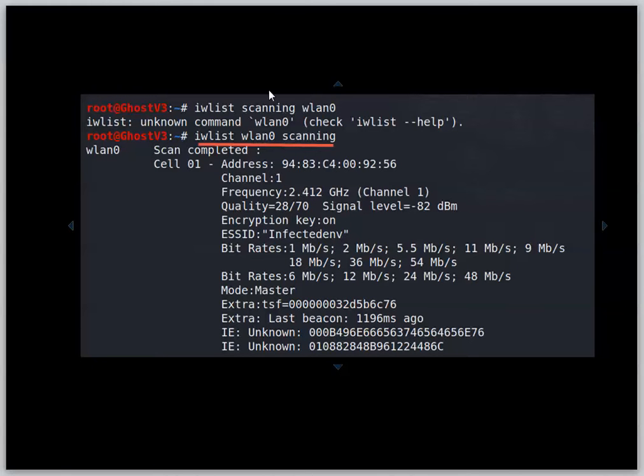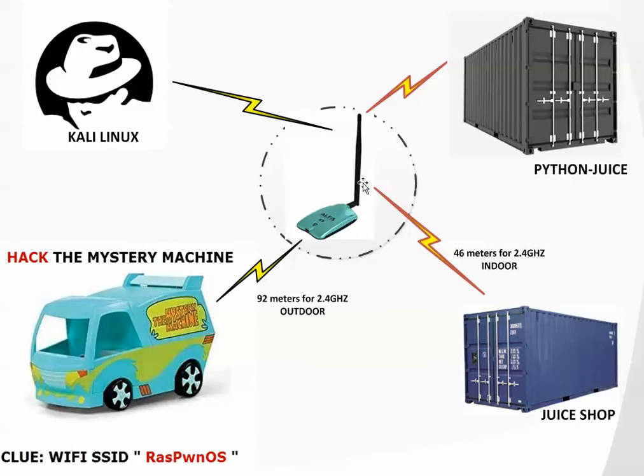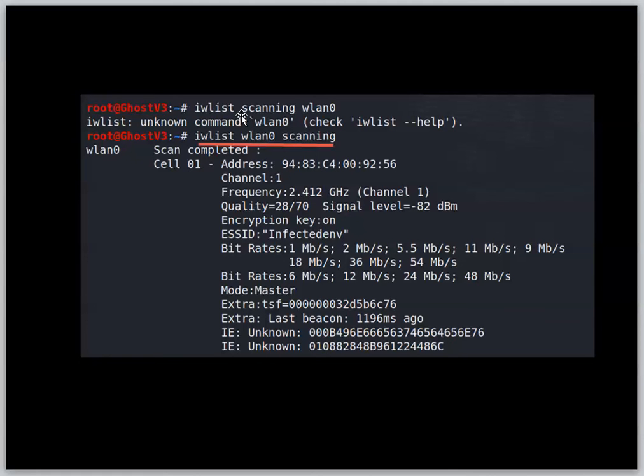So let's use the first command in scanning after we connect the Alpha card. Connecting the Alpha card is the first task to do. We'll connect Kali Linux with the Alpha card and we'll start sniffing the traffic using this command, iwlist. So we'll go into that and I'll show you.